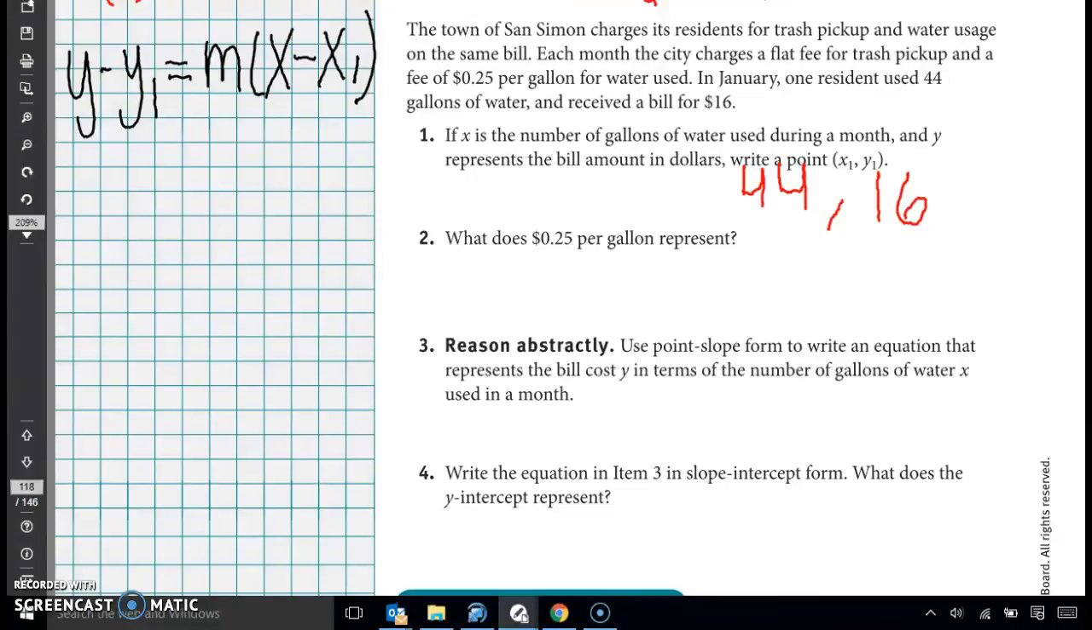All right. Cool. So what does 0.25 per gallon represent? So it's our slope, and what is it? What are the units? 0.25 what? Oh, dollars per gallon is how this is. Yeah, it's our slope though, right? It's how much they're getting charged for the number of gallons of water. Yep. Perfect.